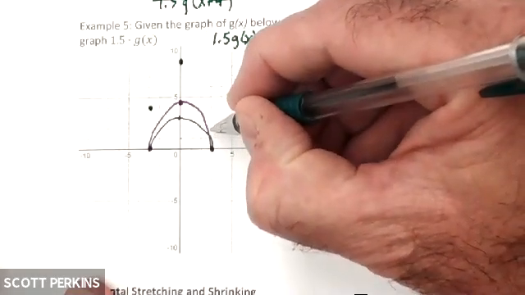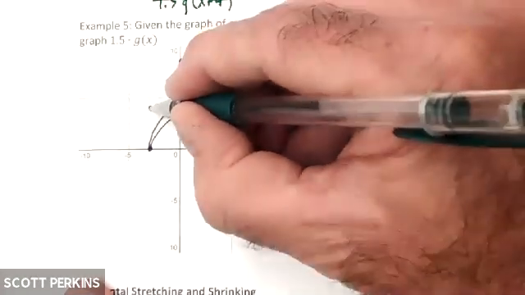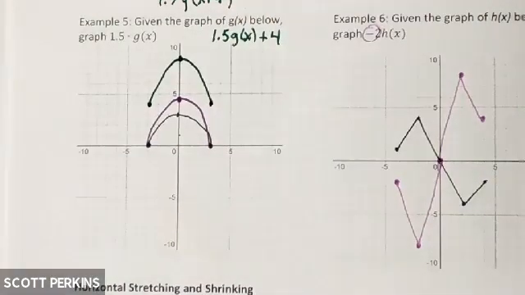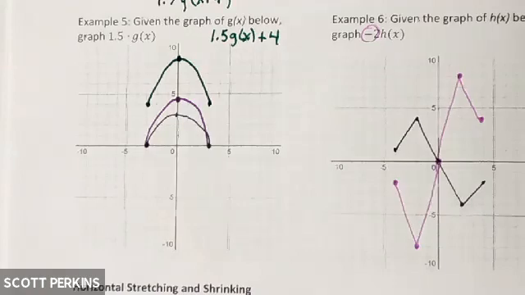And then 1, 2, 3, 4. So my stretched out moon shape gets moved up 4. That is vertical stretching and shrinking.